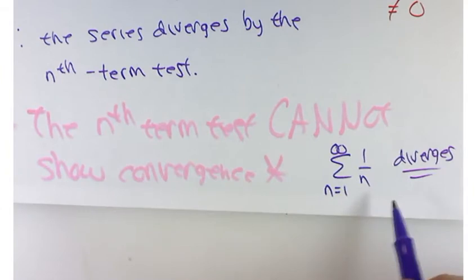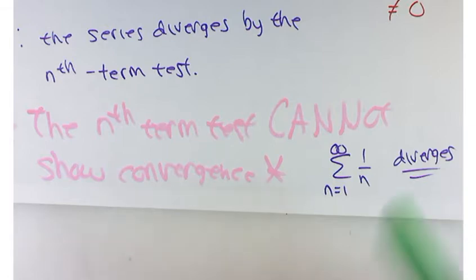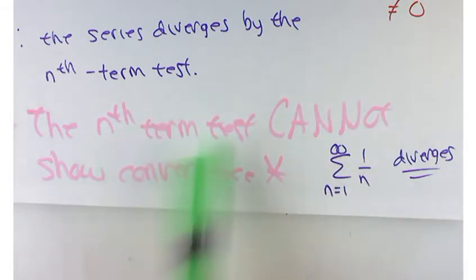And this is a great example of this part right here. It passes the nth term test, but the nth term test can only show divergence. It can't prove something converges. Just because it passes the nth term test doesn't mean it converges. And this is a nice example showing you the opposite of this doesn't hold.